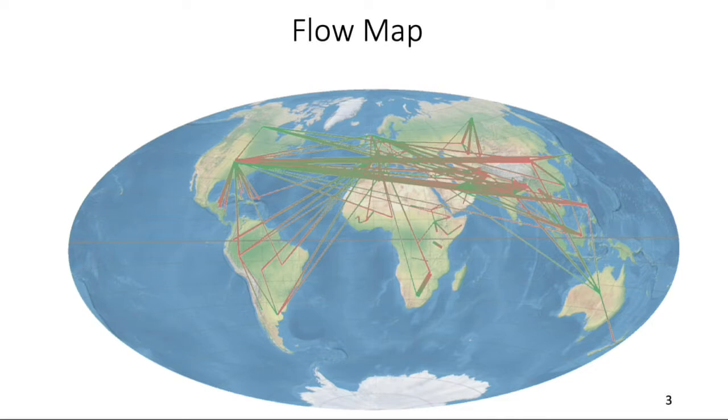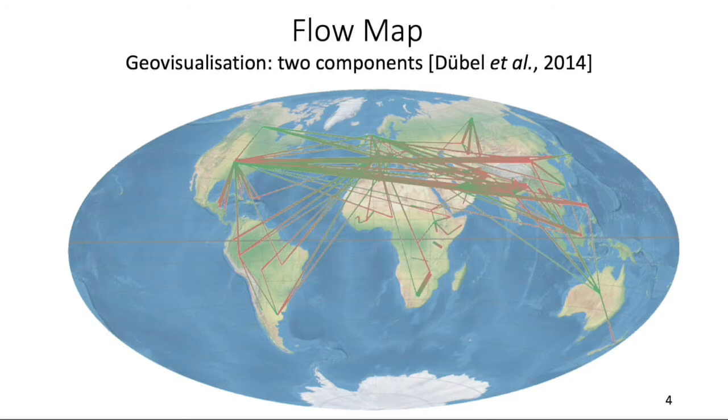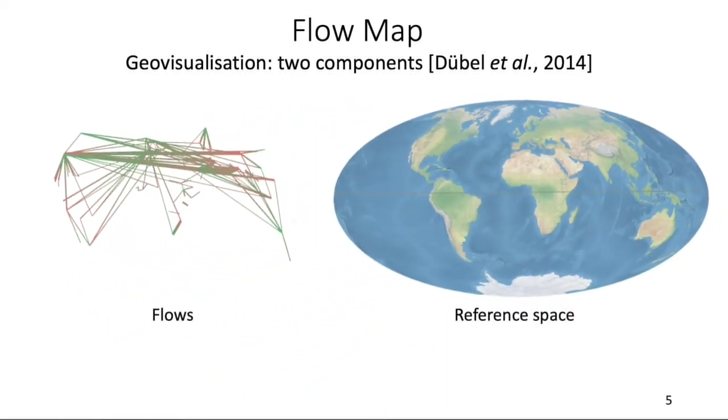The most common way to present such data is using a flow map, and it is the focus of this paper. Flow maps use lines connecting origins and destinations, and usually use thickness to present the quantity. According to the literature, geo-visualizations can be considered as two components, the attribute space and the reference space. In terms of flow maps, we have these two components as flows and the underlying map.